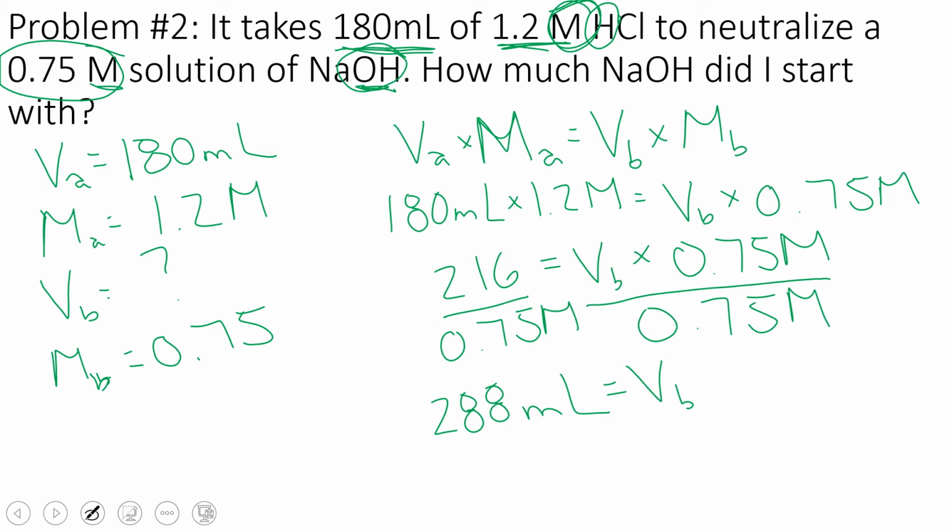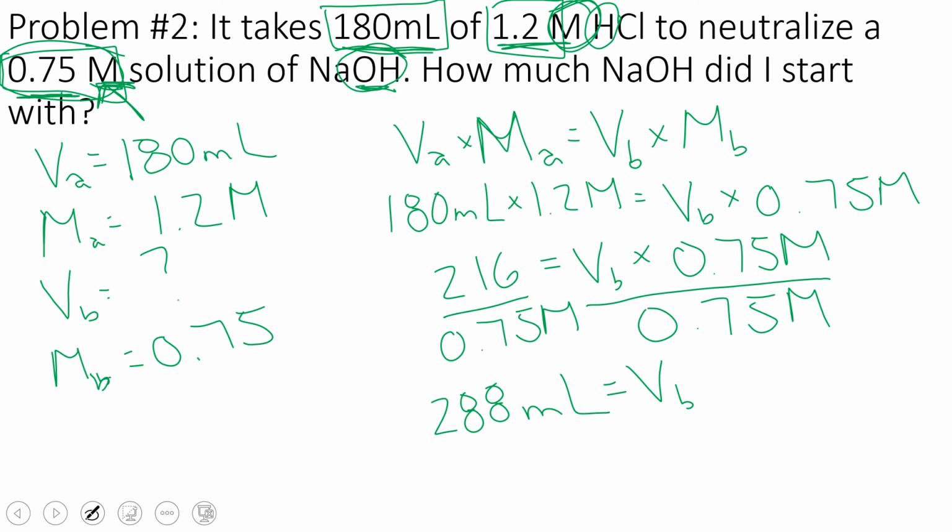Right, which should make sense. You can always double check this. If I start with 180 of a 1.2, I have a 0.75. This is less concentrated, right? There's less of the OH in the solution, and the OH and the H have to equal each other. So whichever one has a smaller concentration is going to need a bigger volume. Conversely, if there's a bigger volume, it's going to mean there's a weaker concentration.